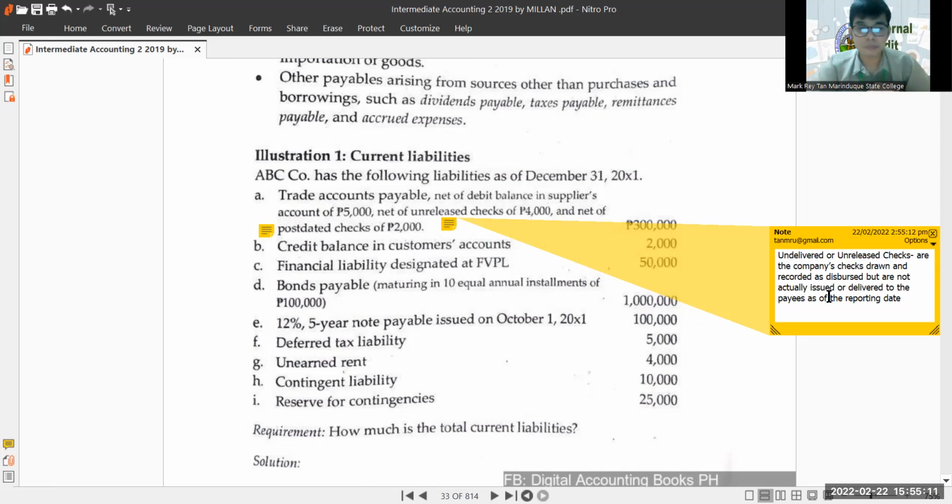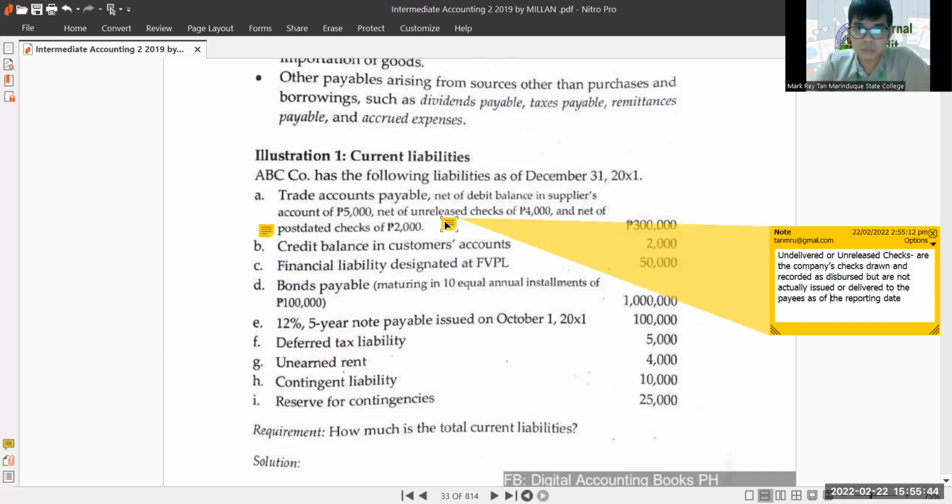So, ibig sabihin, yung record natin is hindi dapat natin yun ginawa. Therefore, yung ating recording ng debit of accounts payable and cash, dapat mo siyang i-reverse. Kung i-reverse mo yun, you have to debit cash and credit accounts payable. So itong 4,000, i-add back mo siya sa accounts payable natin. Yung 5 tsaka yung 4, i-add mo siya sa 300. So, meron ka ng 309,000.